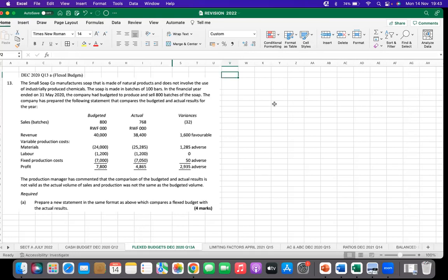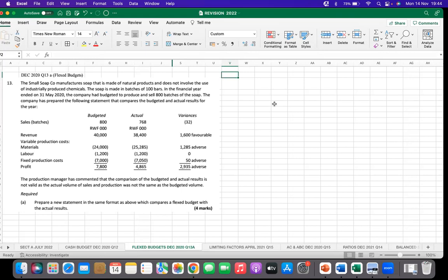This is a small question, but it's a reflection of larger questions. So sales, which are in batches, they had budgeted to make 800 batches of soap. Actually, they made 768. So there is the revenue, there is a variable production cost for materials, labor, and there is a fixed production cost. There is profit. The production manager has commented that the comparison of budgeted and actual is not valid, as the actual volume of sales and production was not the same as the budgeted volume. So this production manager has said that this budget is not good because the budgeted volume was 800 and the actual was 768. So they are not the same.